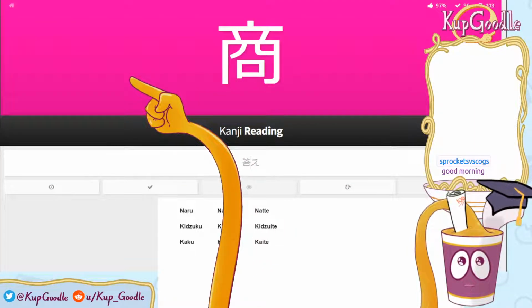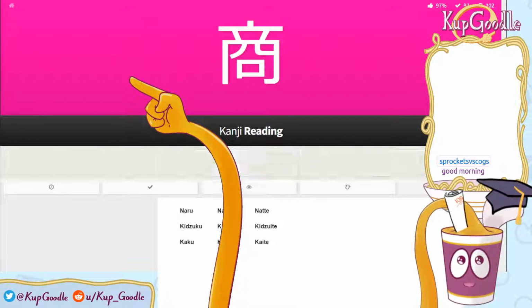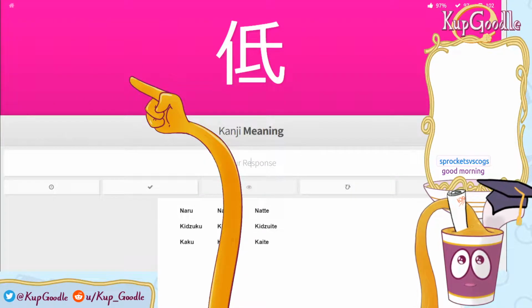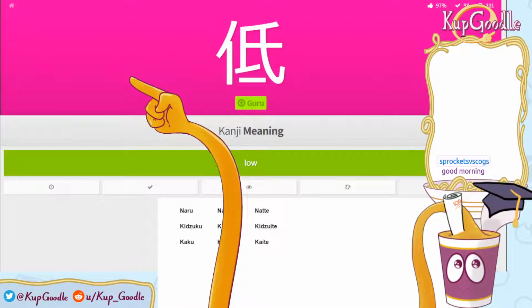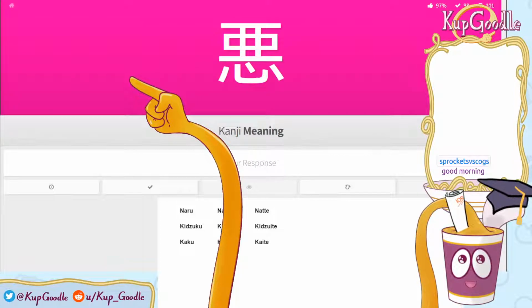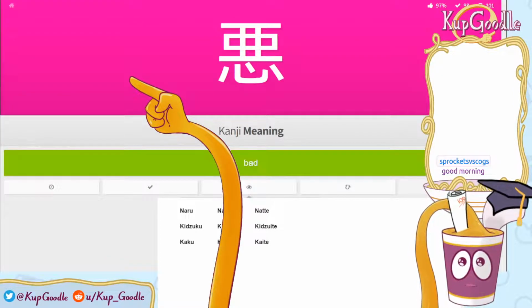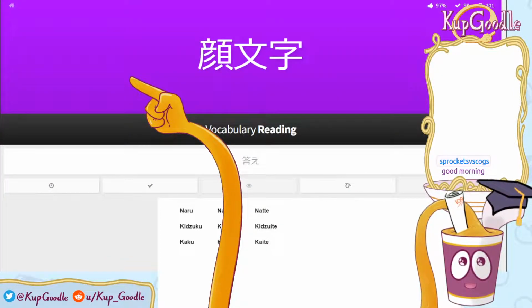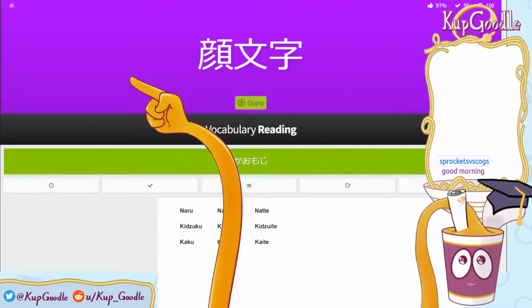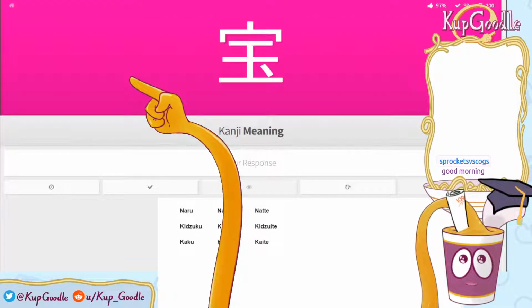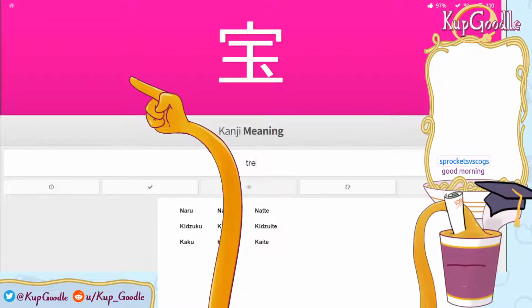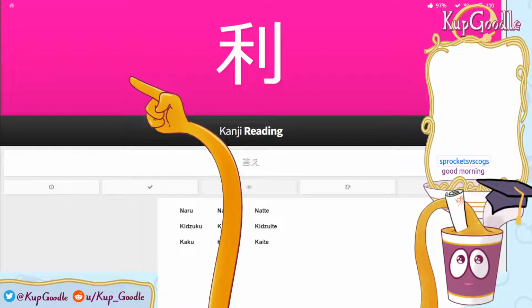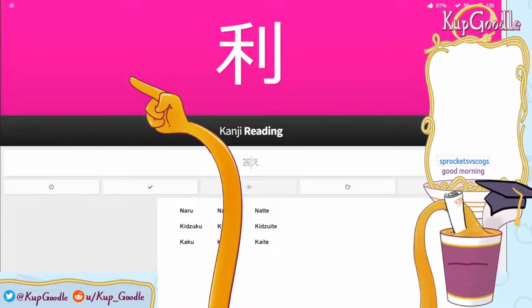Let's do a few more. Reading is to show you stuff, not to buy stuff. Meaning is low, short, small, low. That is bad. That is treasure? Yeah, that's like video, like to exploit, profit.